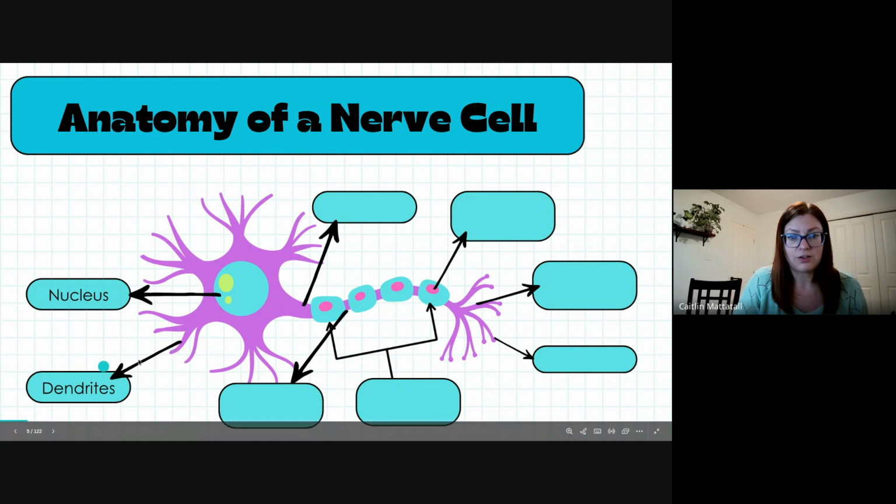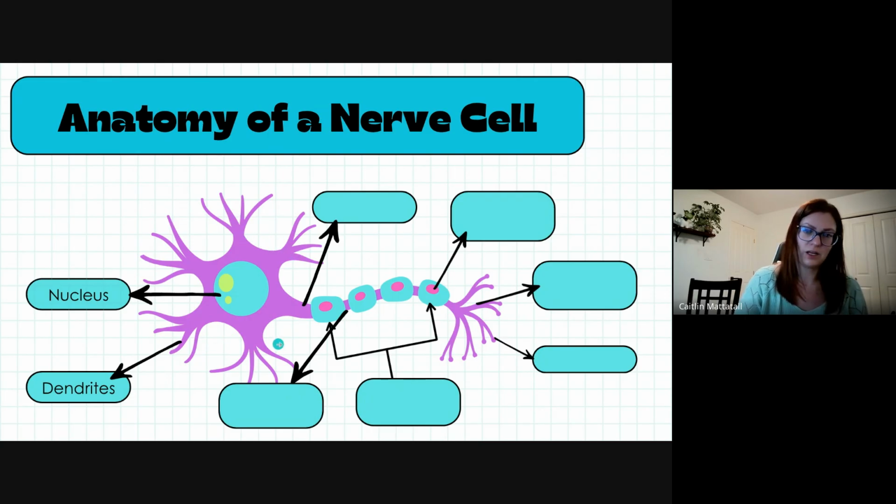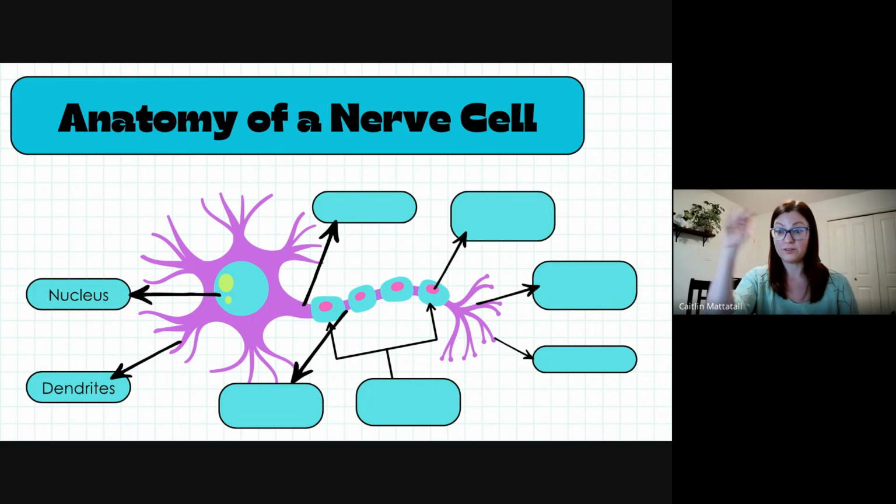Again, we have our dendrites, which are these little, I don't know, finger-looking things is what I think of them as. And the dendrites are helping to kind of pick up information about what's going on. And I can't remember in your notes if you have a section where you need to fill out what each of these things does. If you do, I will go over that with you guys before we do the lab tomorrow.